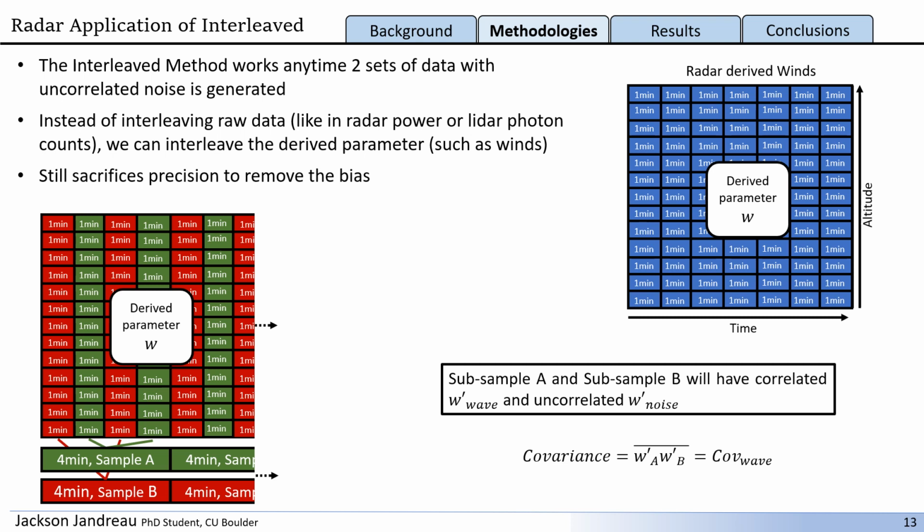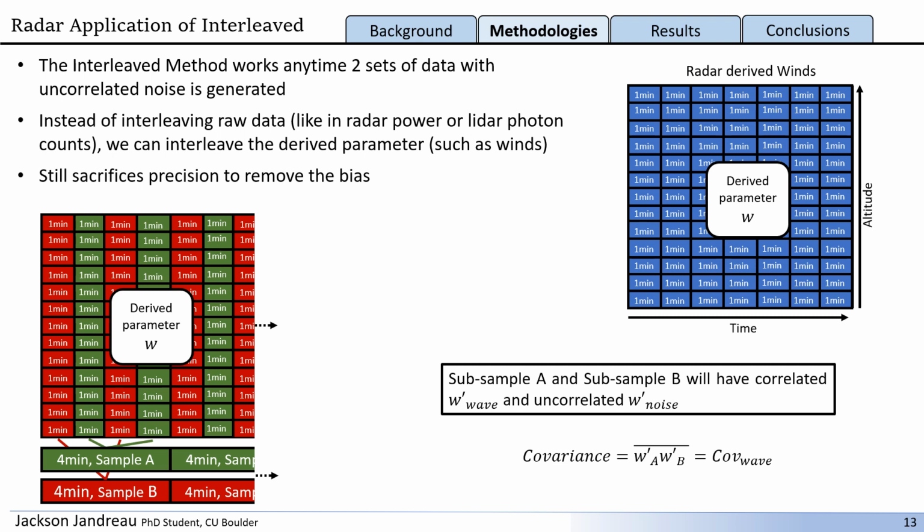For example, if you had an observation of atmospheric winds from a radar, you could take a derived wind data, sum the bins together in an interleaved fashion, creating two samples with uncorrelated noise values. Then, the second order parameter could be found using the techniques shown earlier.